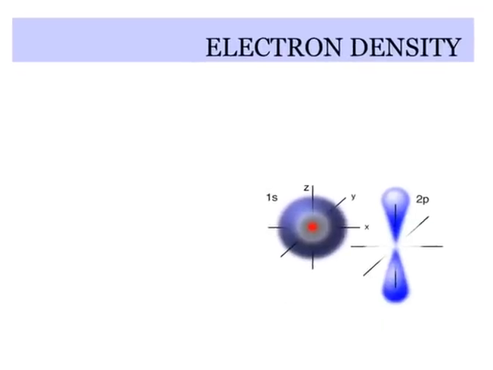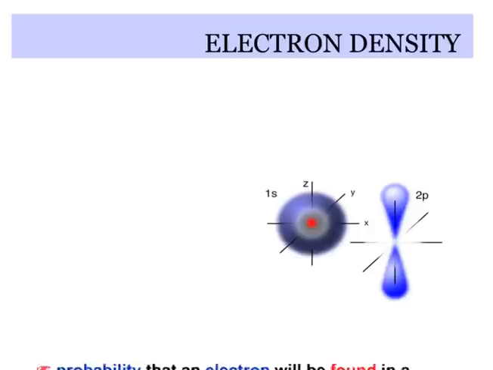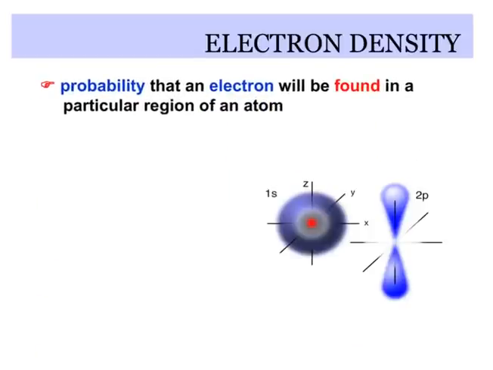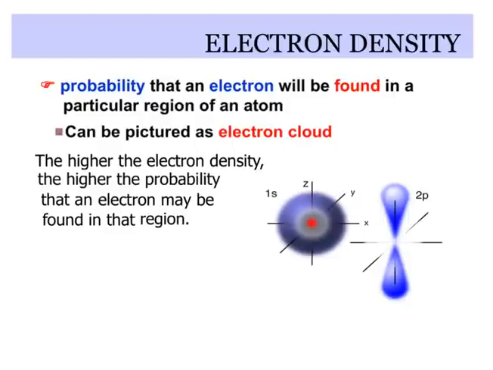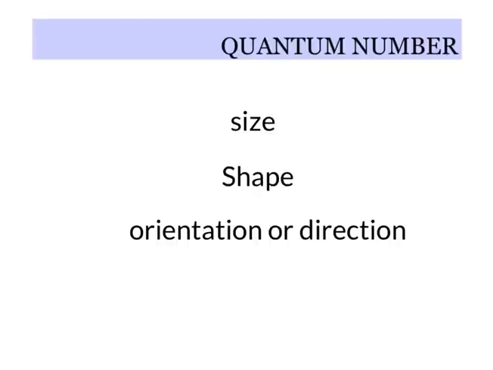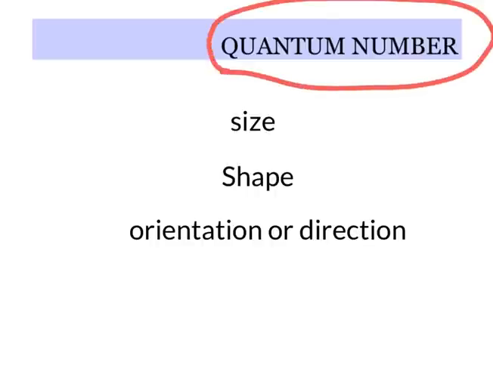Electron density is the probability that an electron will be found in a particular region of an atom. Electron density can also be pictured as an electron cloud. The higher the electron density, the higher the probability that an electron may be found in that region. An atom may contain more than one orbital. These orbitals are distinguished from one another on the basis of their size, shape, and orientation in space. These parameters are expressed in terms of different numbers called quantum numbers.